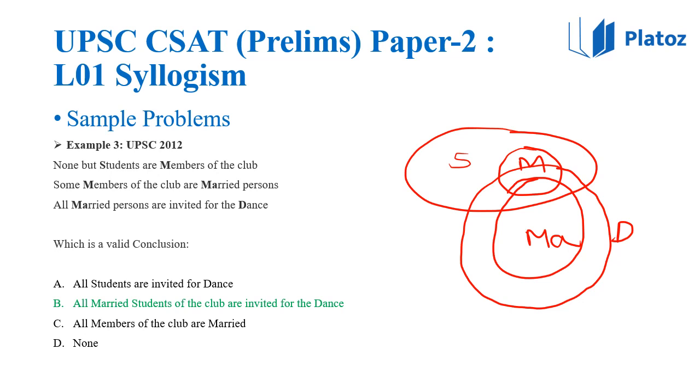So let's look at the conclusions. What is A? A says that all students are invited for the dance. Is it true? No. All students are not invited for the dance. Only this region of students is invited for the dance. Second is all married students of the club are invited for the dance. All married students of the club, that is this region. All married students of the club are invited for the dance. So that is correct. So that is our answer. B is our answer.